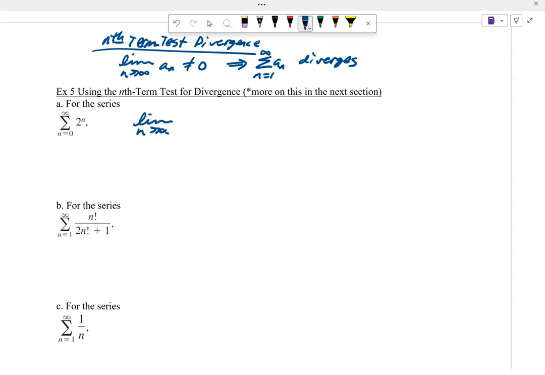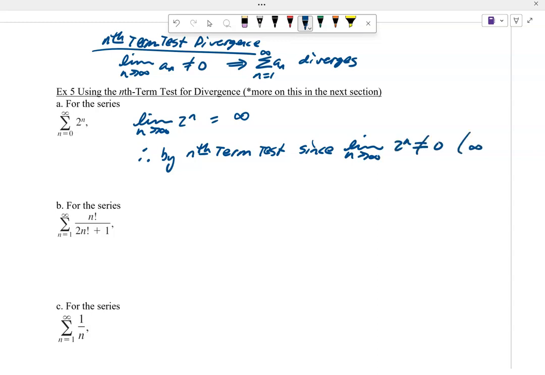Limit as n goes to infinity, 2 to the n. See how that'll go 2 to the infinity? That just shoots to infinity. So therefore, it's not 0. The limit ended up being infinity here. It's not 0, anything but 0. So it must diverge. So by the nth term test, since the limit as n goes to infinity of 2 to the n is not 0, in this case it was infinity, the series diverges.